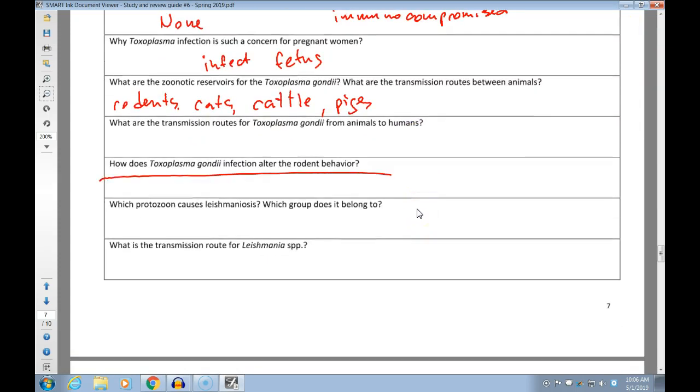Toxoplasma gondii changes the rodent behavior, so rodents stop fearing cats, come closer, and cats eat them.